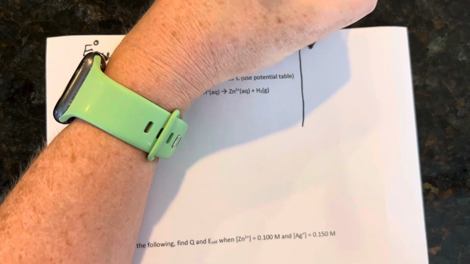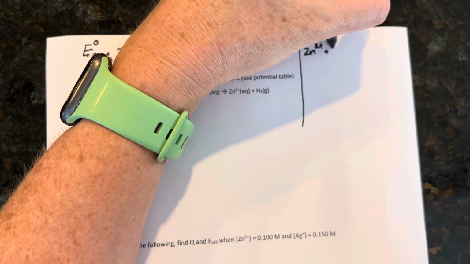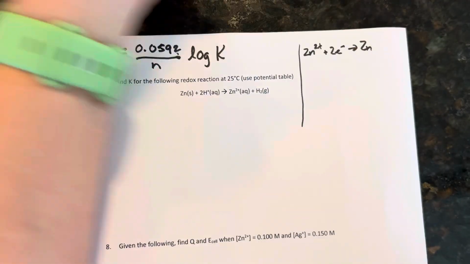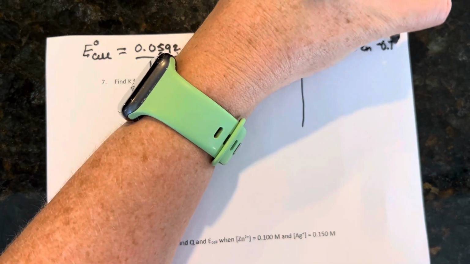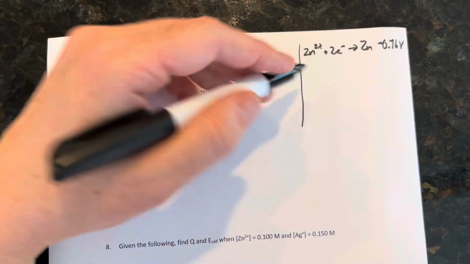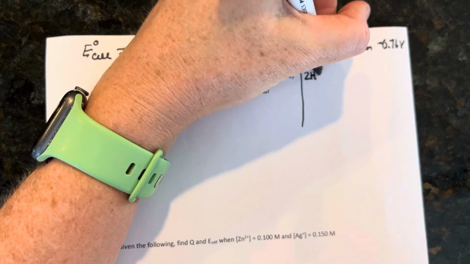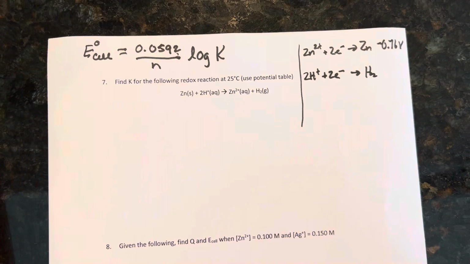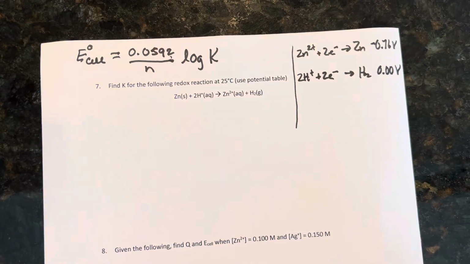You would see Zn2+ plus 2 electrons yielding zinc. And it would tell you that the E for that cell is negative 0.76 volts, the potential for that half reaction. And then you'd have another one, and it would say 2H+ plus 2 electrons yielding H2, and it would tell you that that potential is 0.00 volts, or just 0, as we discussed today.